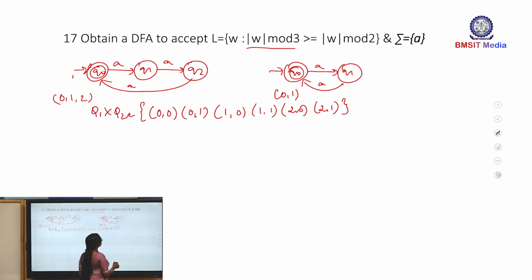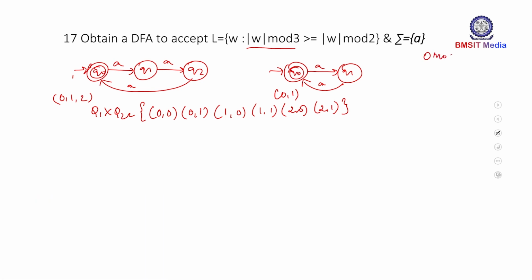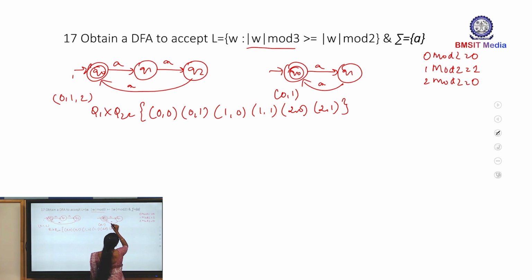Similarly, the DFA for the second condition is that 0 mod 2 will give me 0, then 1 mod 2 will give me 1, and then 2 mod 2 will give me 0. So we start with 0 here. When we see the length of the string as a single A, it goes to Q1. When we see 2 A's, which is the length of the string, it goes to the state Q0, and so on. This continues.